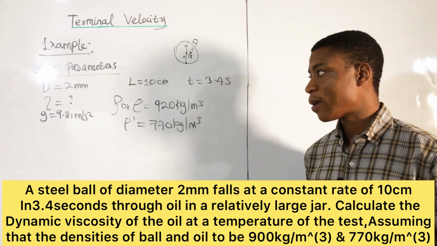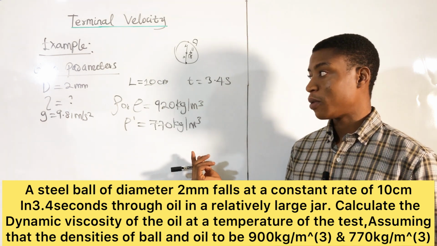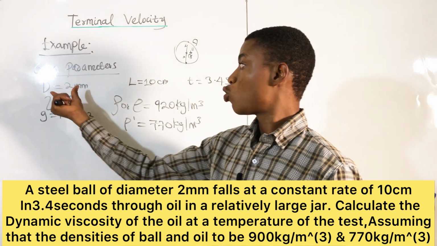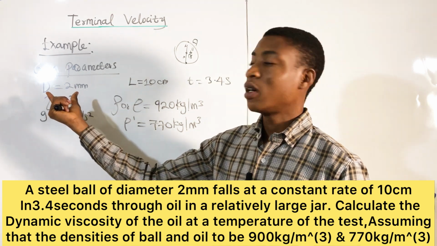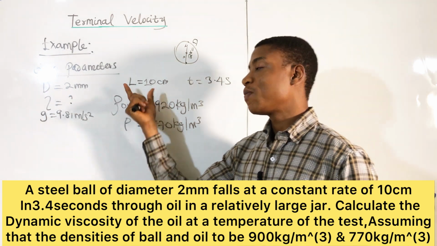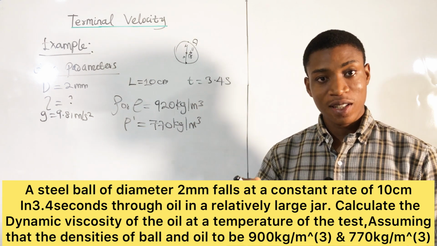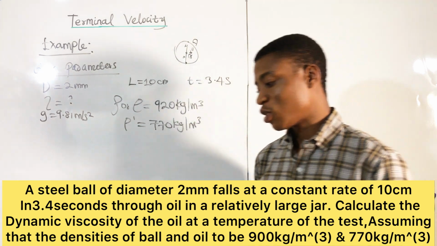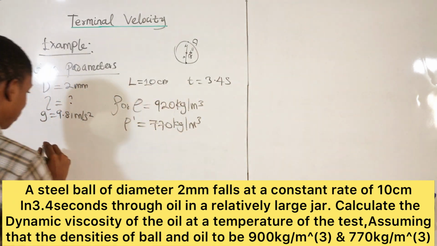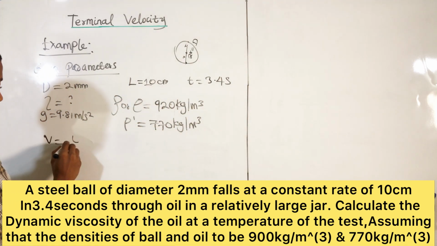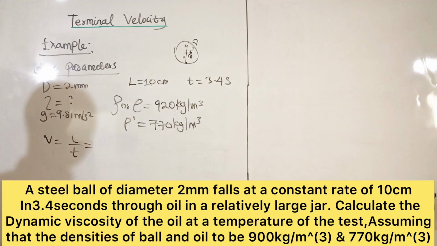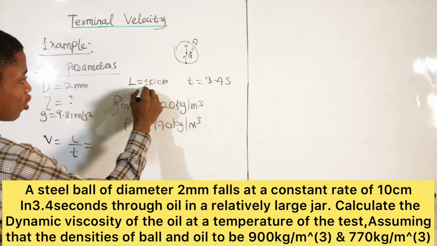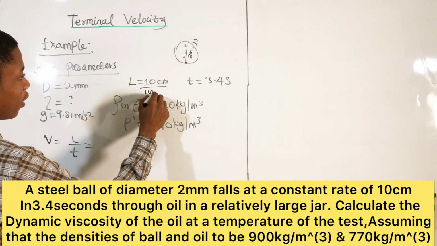So we are seeing a case where, of course, I've written down the given parameters. We are given the steel of diameter 2 millimeters. We are given the velocity here, but the velocity is kind of coded. But we should just know that velocity is distance over time. And in this case, we are given the distance as 10 centimeters. Of course, to change it to meters, you have to divide it by 100.